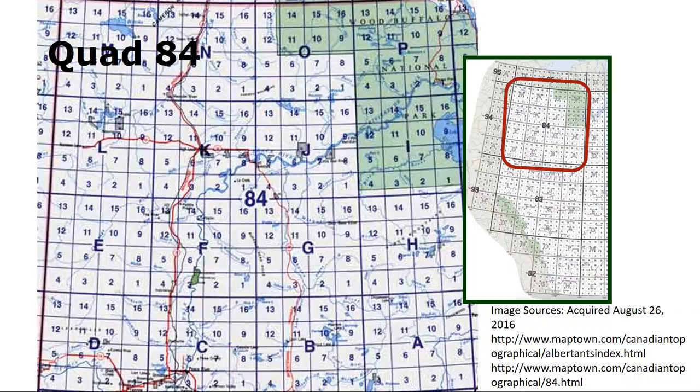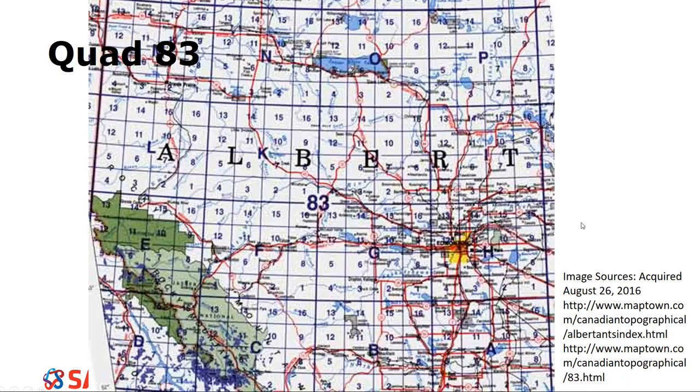So that's the top. Then we go down and we have our Edmonton area, which is quadrangle 83. And so we can cover that. We also have Jasper National Park that falls in this quadrangle as well.